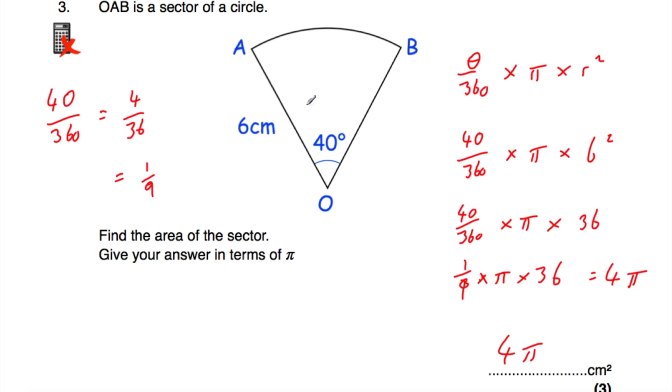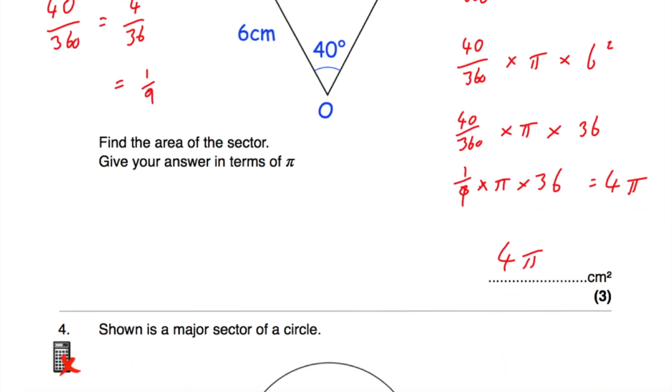So what we did in this question was we worked out the area of the whole circle, which is 36 pi, and then we found the fraction of the circle, which is a ninth, so it's a ninth of a circle, and then if we take the 36 pi and divide it by 9, that's equal to 4 pi, so the area is 4 pi centimeters squared. Okay, let's look at our next question, question number 4.